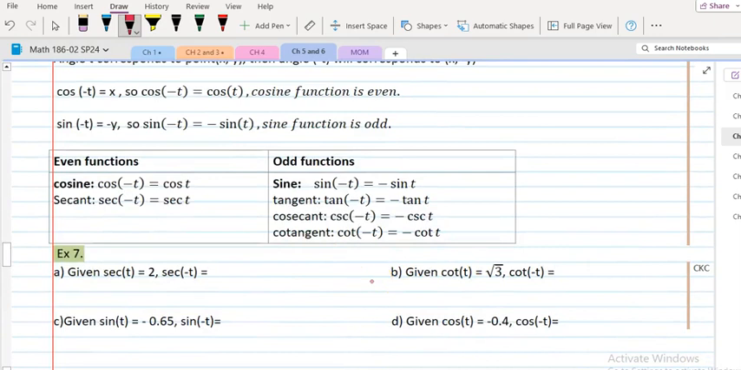What else do we have for even functions? Because secant is the reciprocal of cosine, secant is also an even function. The others, tangent, cosecant, and cotangent, are all odd functions, meaning if you plug in a negative angle, it's the same as taking the negative of the original.